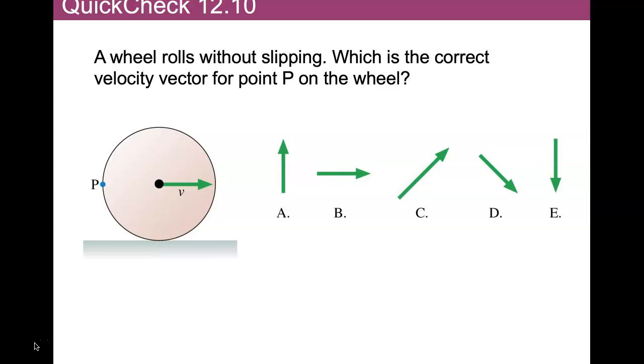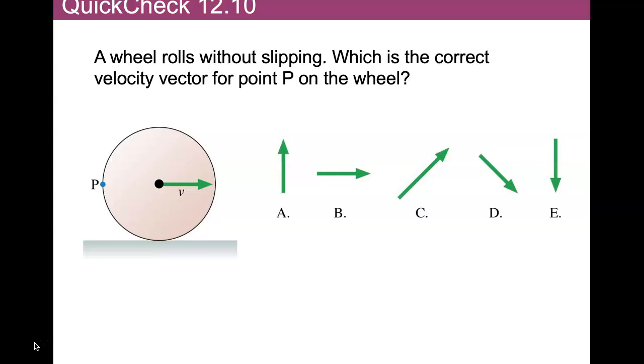Okay, so let's have a quick check question. Think for a few seconds about this. You can pause the video, and once you've decided, come back so we go over the answer. All right. So again, we have a wheel that's rolling without slipping, and we want to see which statement is correct about the vector velocity for point P on the wheel at that instant.